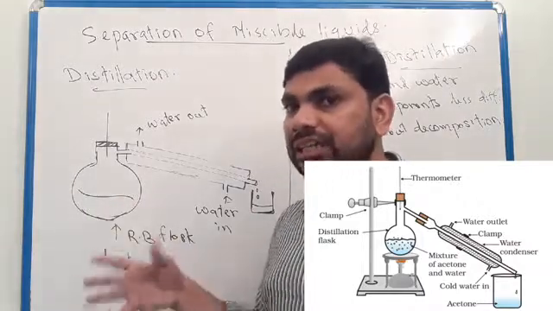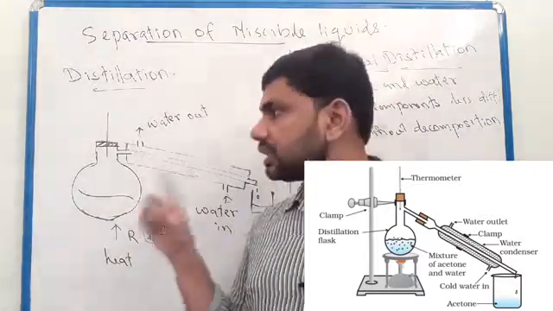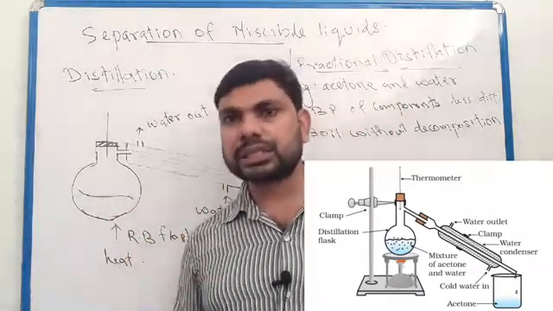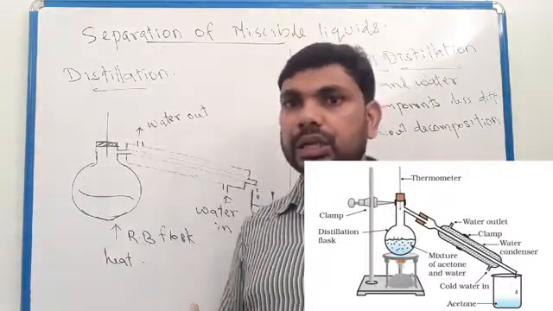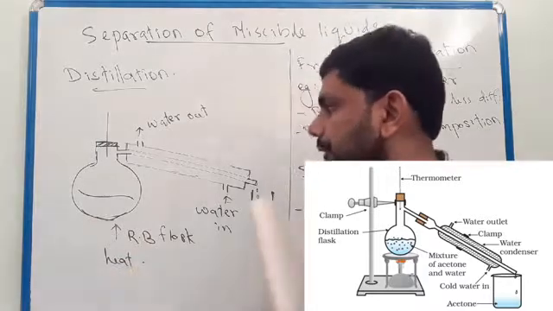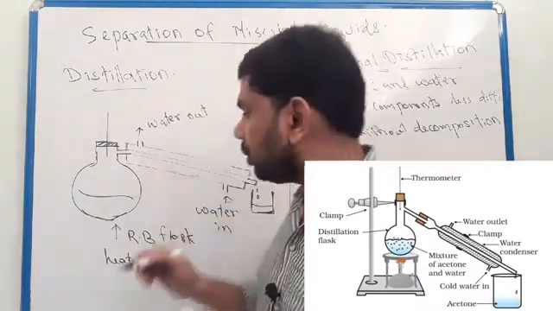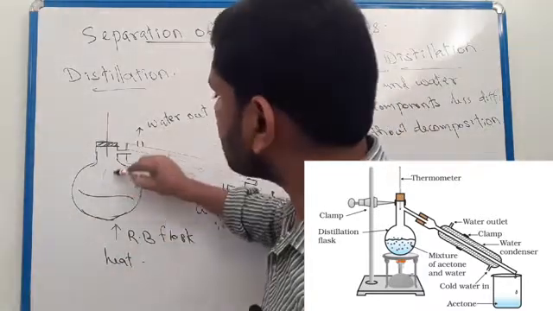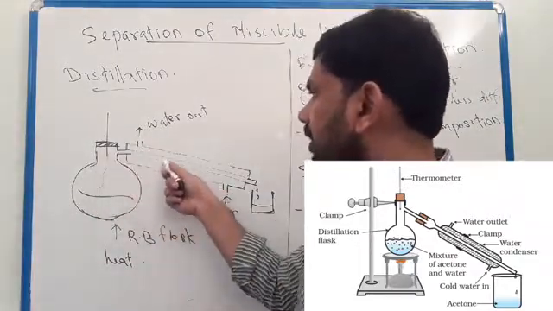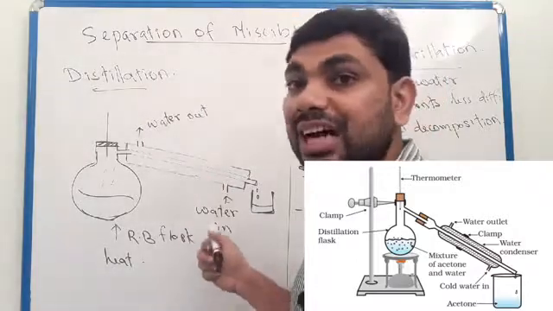Okay, after heating the mixture, we discuss here miscible liquids, meaning two or more liquids, two or more components. The component with a low boiling point will change to vapor, and this vapor will come over here. This apparatus is called a condenser.